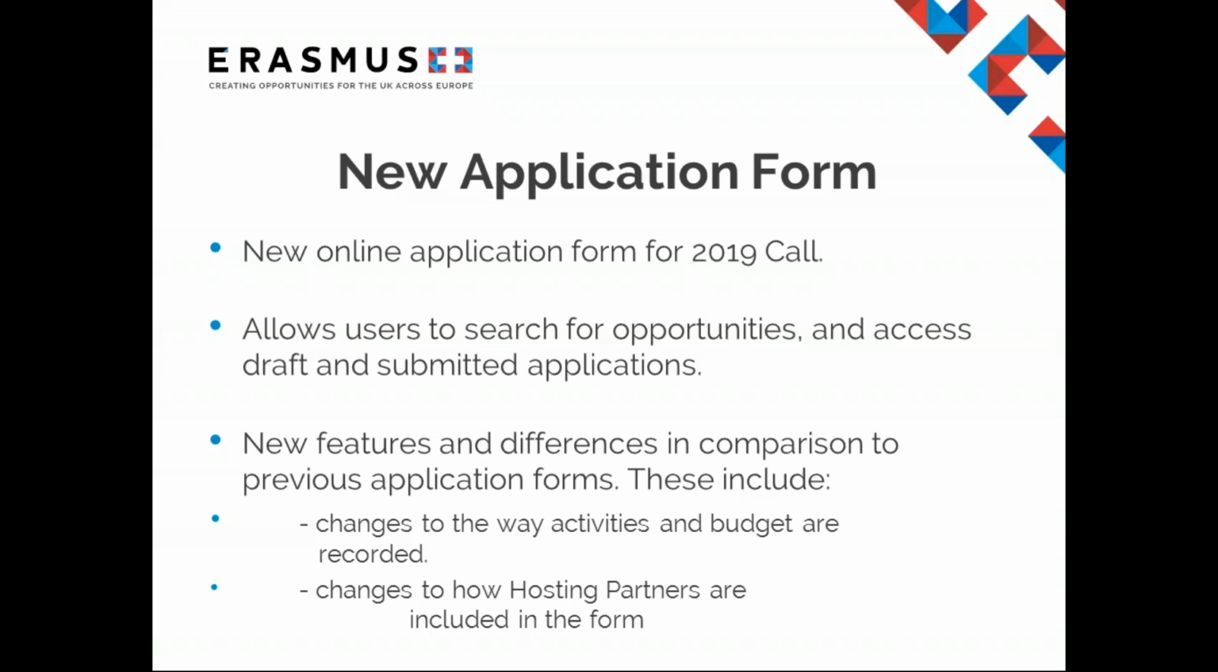It is important with this new application form that you are connected to the internet when completing it, since it automatically saves every 2 seconds. When a section is complete, it is marked with a green tick, and when a section is missing information, the section is marked with a red exclamation mark. With this being a new application form, there are many differences, both small and significant. We will go through some of the most important in today's webinar, which include the differences with activities and budget and changes affecting how the hosting partners are included in the application.